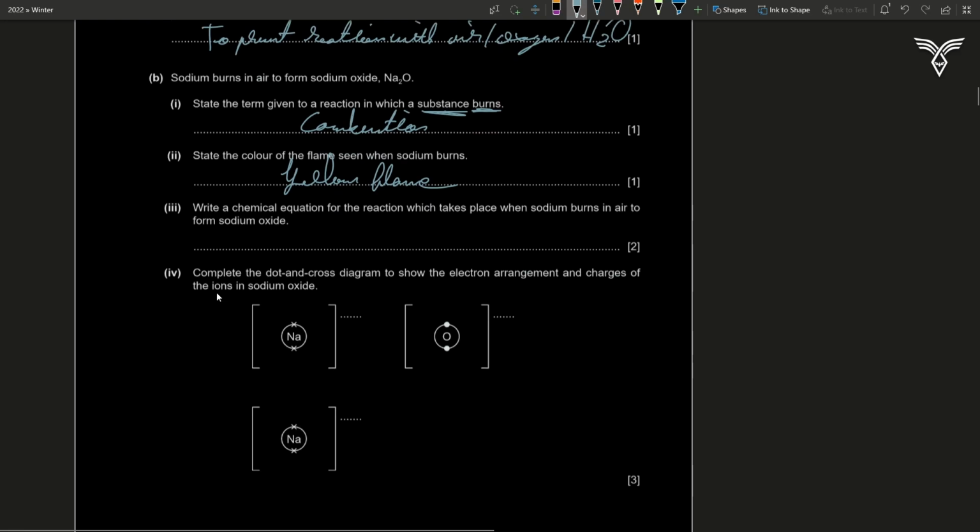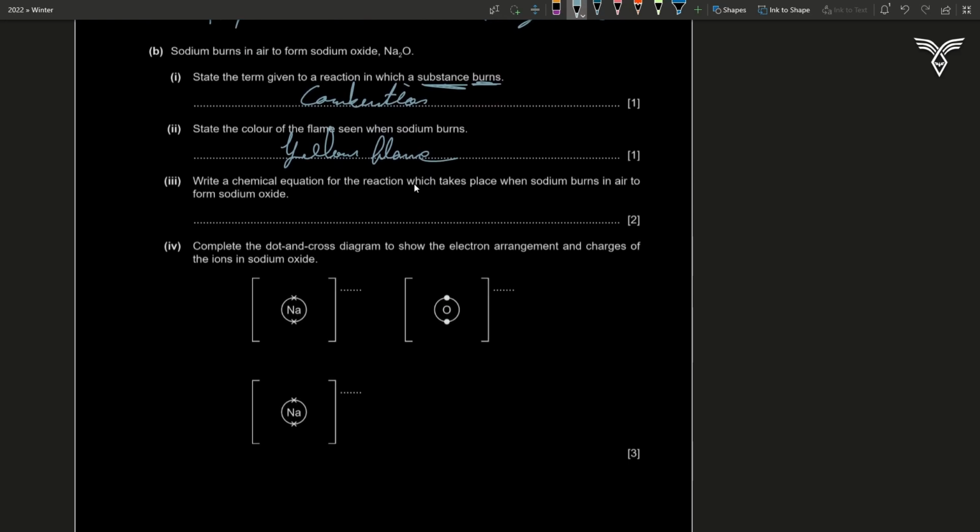That should be part 2. Part 3. Write a chemical equation for the reaction which takes place when sodium burns in air, which is a reaction with oxygen, aka combustion, to form sodium oxide.